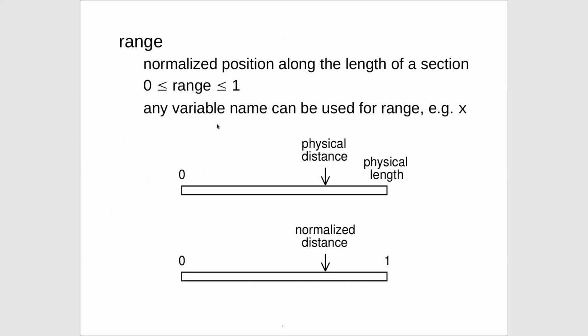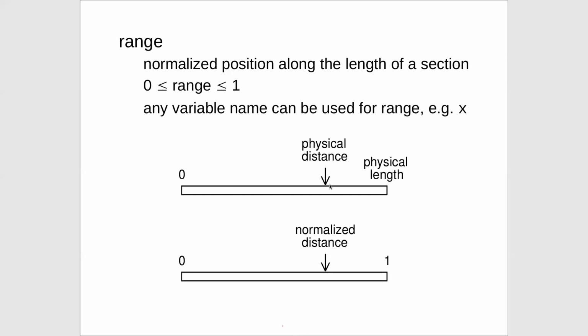Okay, so how do we talk about range variables in a section? Well, we talk about it in terms of normalized distance along the length of a section. This concept, range, has a value that can range from 0 to 1. It's 0 at the 0 end, and it's 1 at the 1 end. And in between, it has a value that is proportional to the distance from the 0 end. In fact, it's the relative anatomical distance from the 0 end.